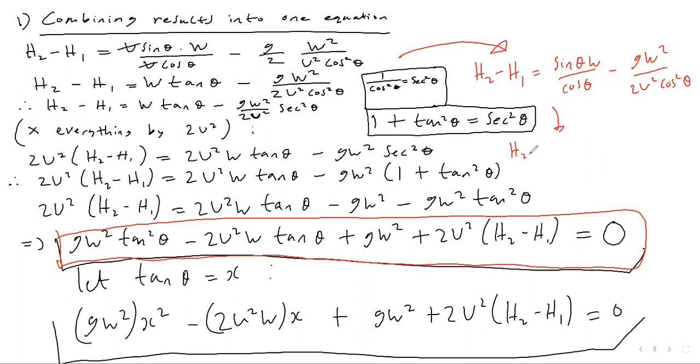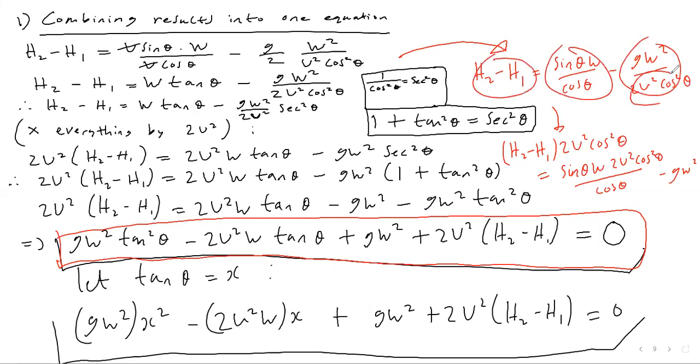So if you were to do that, you get h2 take away h1, and then times by 2u squared cos squared theta. So I'm just multiplying this by 2u squared cos squared, this by 2u squared cos squared, and this by 2u squared cos squared. So if you were to do that, then you get that this is equal to sine theta times w times by 2u squared cos squared theta over cos theta, and then take away this gw squared at the end. So I'm just multiplying my three terms by this denominator there.